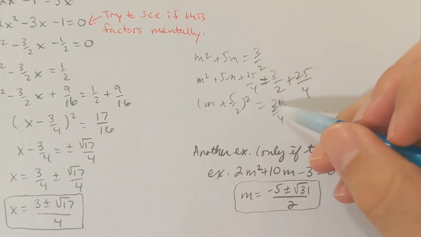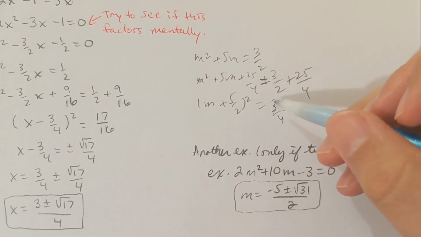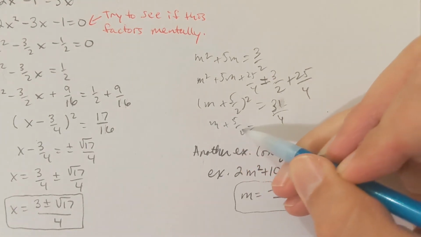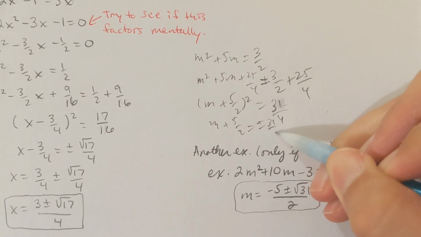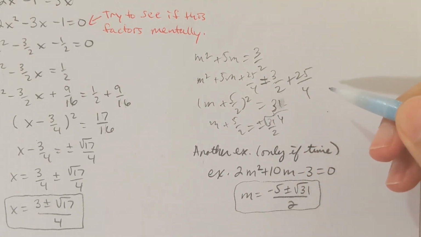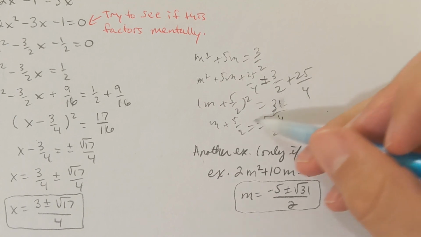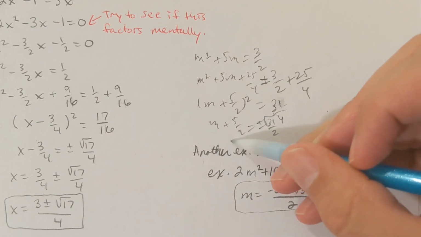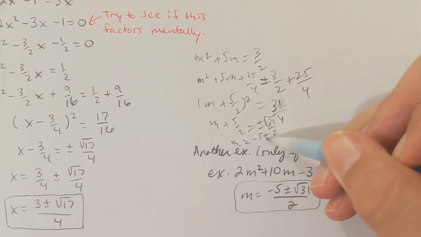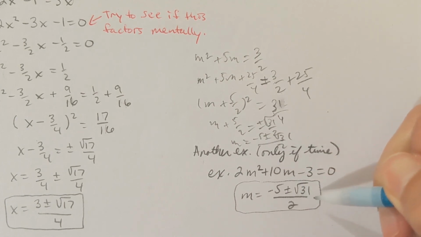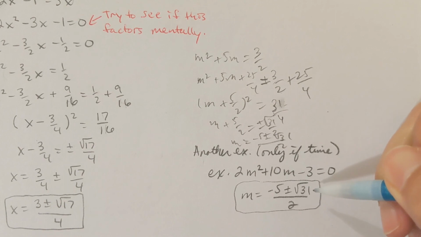And so now I take the square root of both sides. m plus 5/2 equals plus or minus the square root of 31 over 2. Subtract 5/2 from both sides, so m is equal to negative 5 plus or minus the square root of 31 all over 2. Well, that's right here. Negative 5 plus or minus the square root of 31 all over 2.